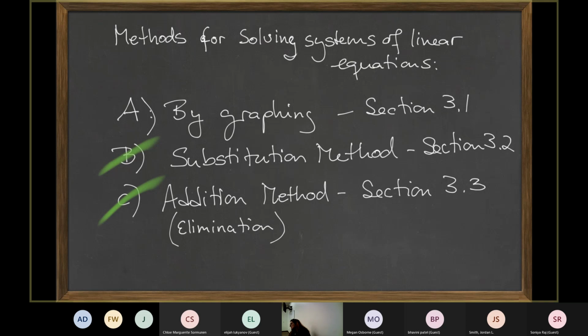So as the words say, substitution, we have to substitute, because in all reality, you can only solve an equation that has one variable, one at a time. So we're going to substitute it and make it one equation with one variable, and the same with the addition method. Here we're not substituting, we're getting rid of one. We're eliminating one of the variables.